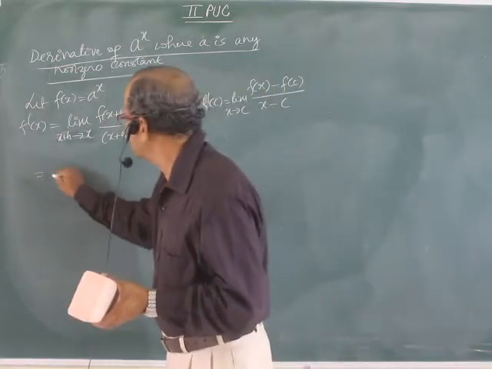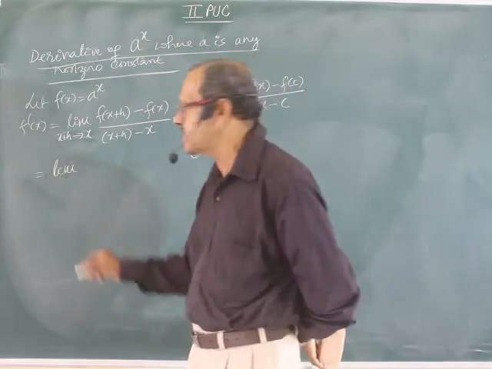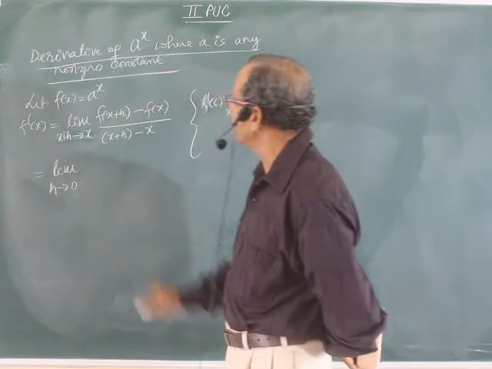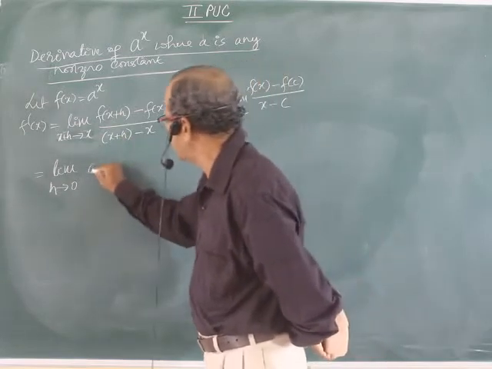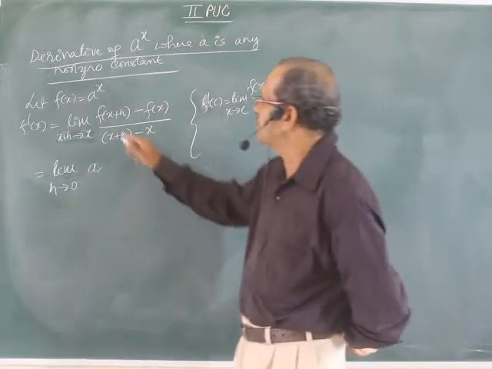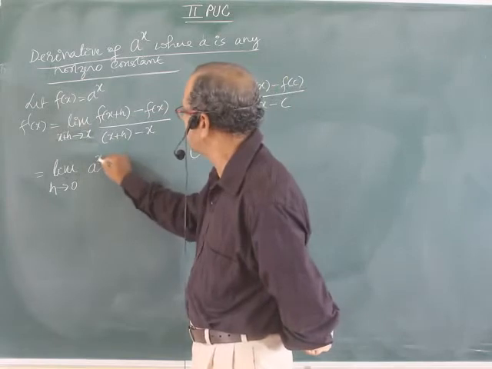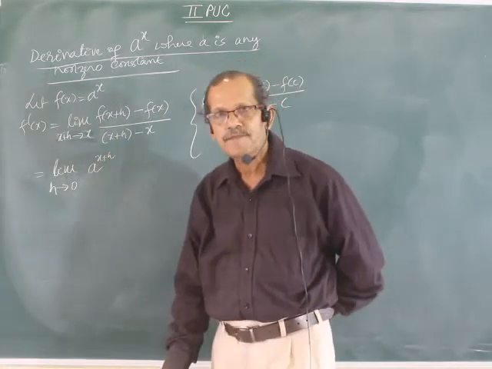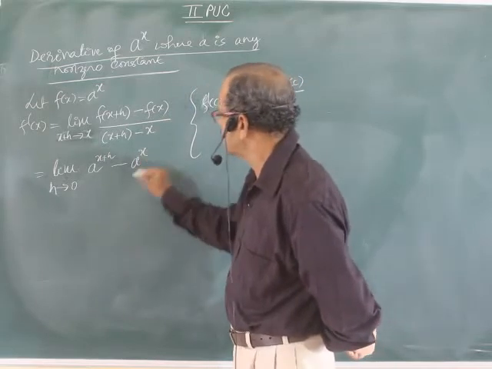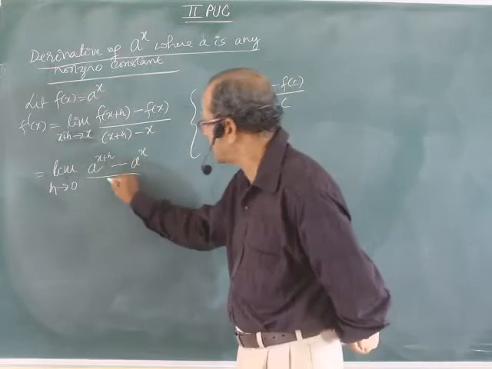Or this can also be written as a limit. x plus h tending to x means what? h tending to 0. That's all. f of x plus h is a to the power... careful. f of x is a to the power x. f of x plus h is a to the power x plus h, minus a to the power x, by x plus h minus x, which is h.